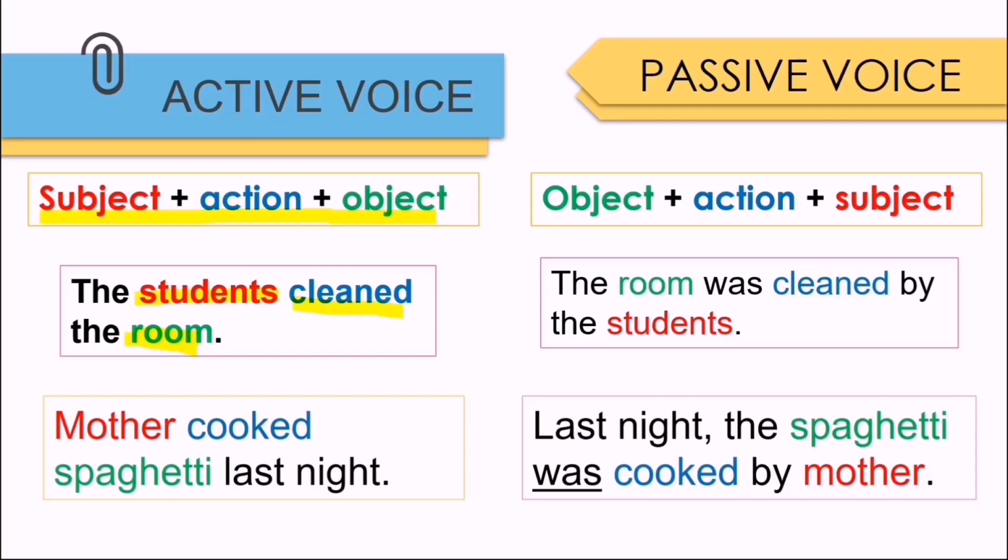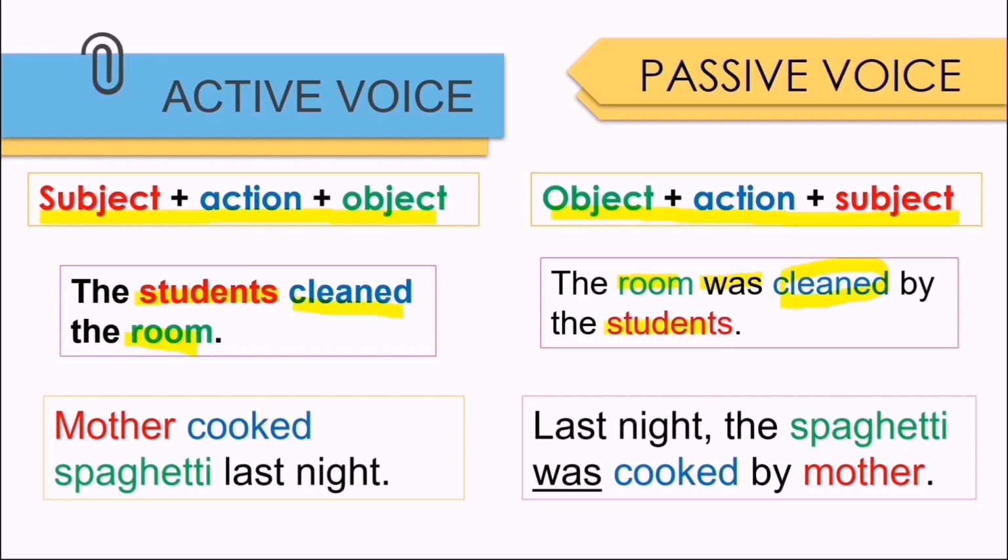Whereas in the passive voice, our pattern is object plus action plus subject. For example, the room was cleaned by the students. So remember that in a passive voice, we have the verb be and the past participle of the verb. So our verb be here is was, and the past participle is cleaned. Okay? So our object is the room, action, cleaned, and subject is students.